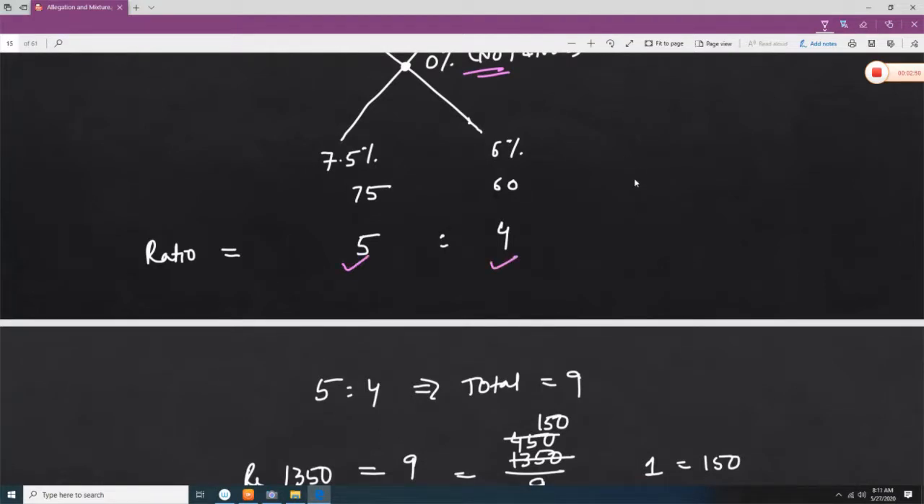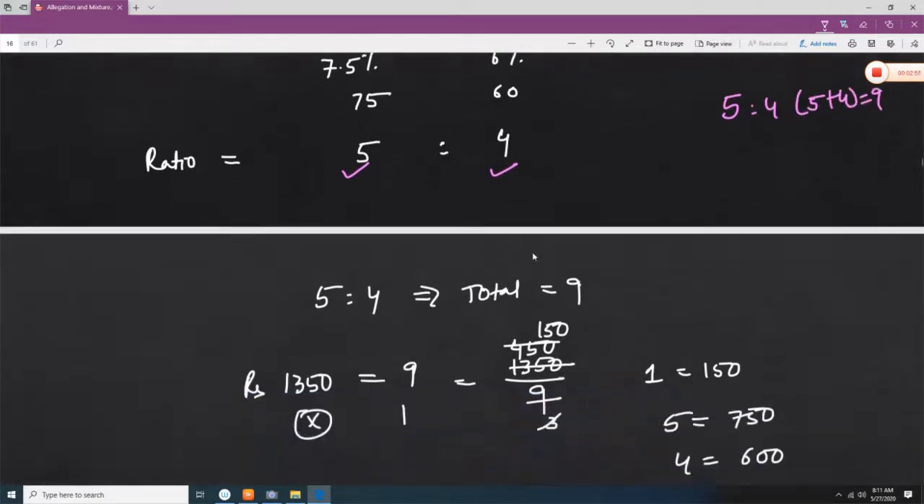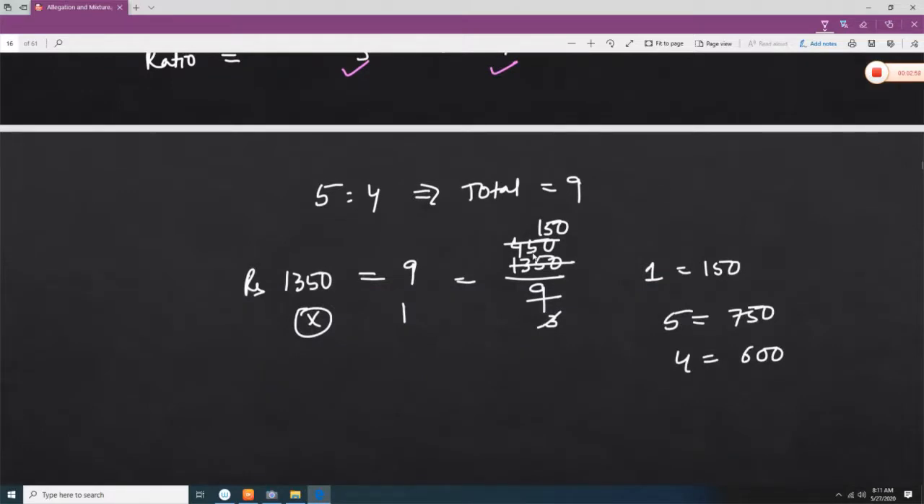Now 5 is to 4, it means 5 plus 4 is the total, that is 9. So rupees 1350 represents 9 parts. So how much is 1 part? So 1 part is equal to 150. So 5 parts is 750 and 4 parts is 600.